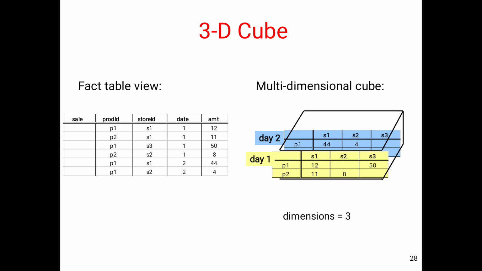In a multi-dimension cube, one dimension is days: day 1, day 2. One dimension is the products P1 and P2, the product ID. And one dimension is S1, S2, S3, the store IDs: store 1, store 2, store 3. These are the three dimensions. This is the data cube example.